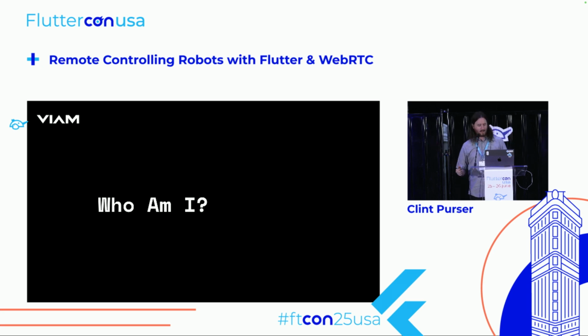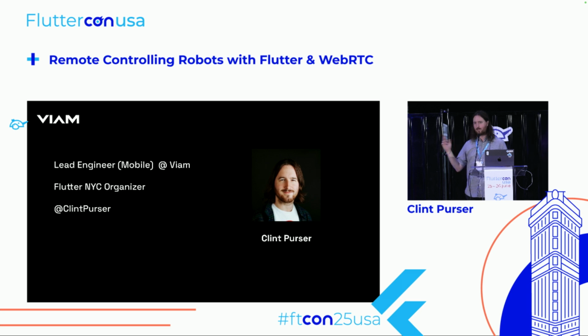So who am I? My name is Clint Purser. I'm the lead mobile engineer at a robotics platform called VM. We're based here in New York City. I joined VM about 2 years ago as the first mobile-minded software engineer, built some of our first SDKs that allowed you to build iOS and Android apps that talked with hardware.